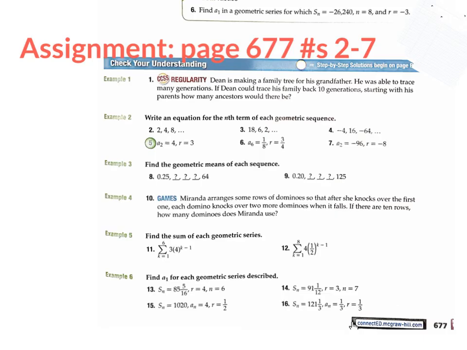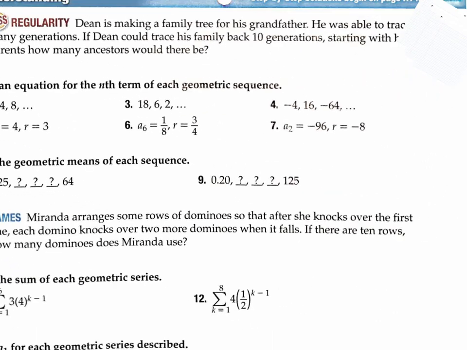Okay. So your practice for today, your assignment for today is due page 677. This is page 677, and you're going to be doing numbers 2 through 7. I'll do half of them. You're going to do the other half. You're going to be doing about 3 questions. All right. So let's jump right into this. Let's do this one, number 4.